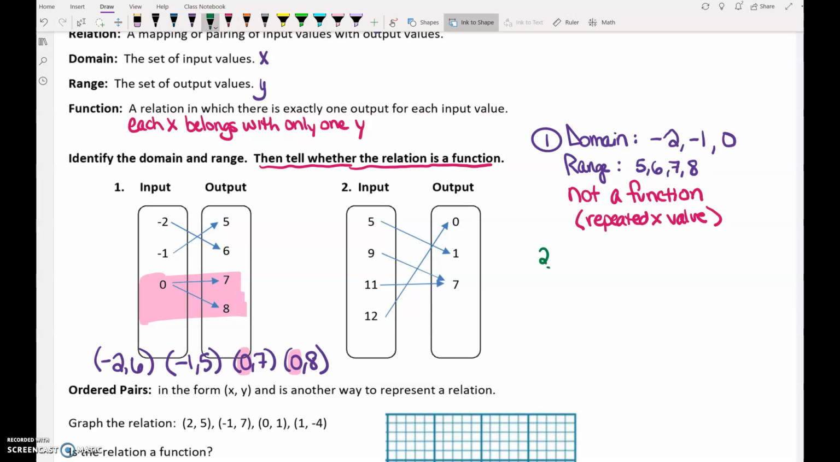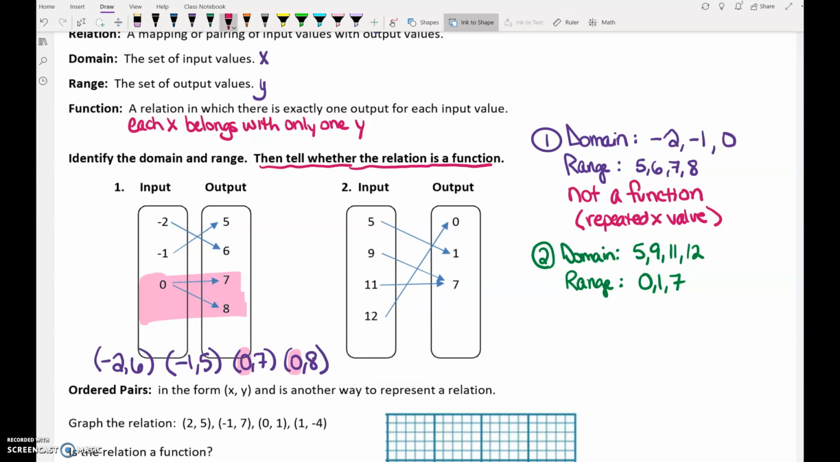Now let's try number 2. First, the easy part. What is the domain for number 2? 5, 9, 11, 12. And the range? 0, 1, 7. Now, there aren't any repeated numbers in this mapping diagram, but if there were repeated numbers, you wouldn't write a repeated number. If 0 happened more than once, you would only write the 0 once.